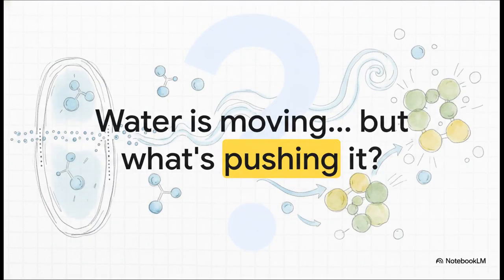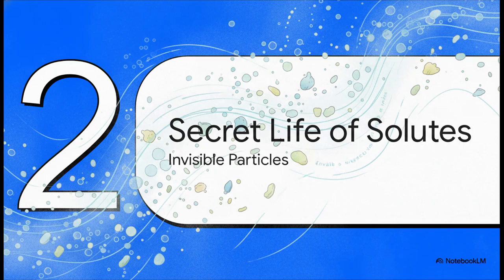Okay, so that leads us to the next big question. If osmosis is how the water moves, what's the engine? What's actually creating this difference in water concentration that pushes the water around with enough force to snap a leaf shut? Well, to answer that, we have to zoom in and look a little deeper at the invisible particles that are dissolved in the water. We're talking about the solutes.